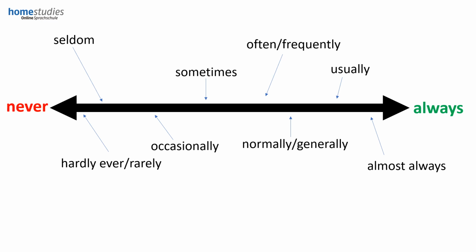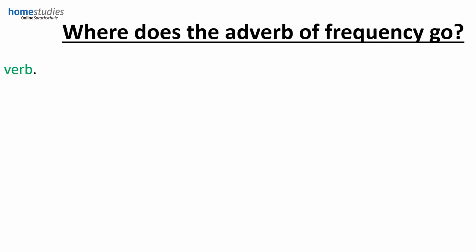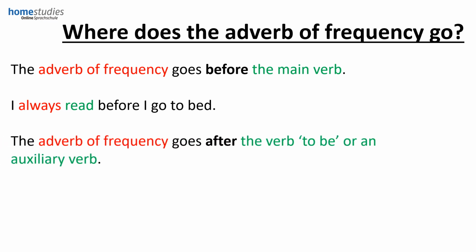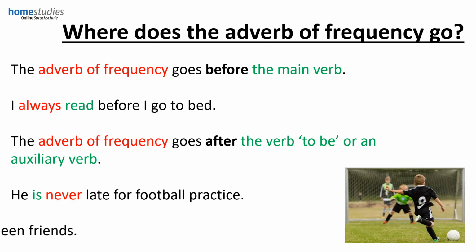Okay, this slide shows all the adverbs of frequency that are most commonly used, with never at one end of the spectrum and always at the other. With adverbs like hardly ever, rarely, occasionally, seldom, sometimes, often, frequently, normally, generally, usually, almost always, in between. Okay, so where does the adverb of frequency go? Well, the adverb of frequency goes before the main verb. For example, I always read before I go to bed. Now, the adverb of frequency goes after the verb to be or an auxiliary verb. For example, he is never late for football practice, or they have always been friends.